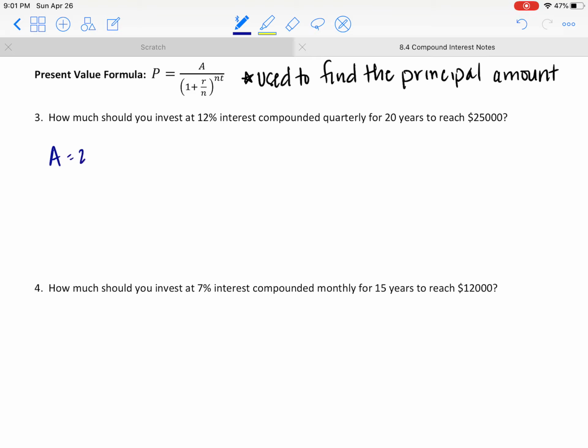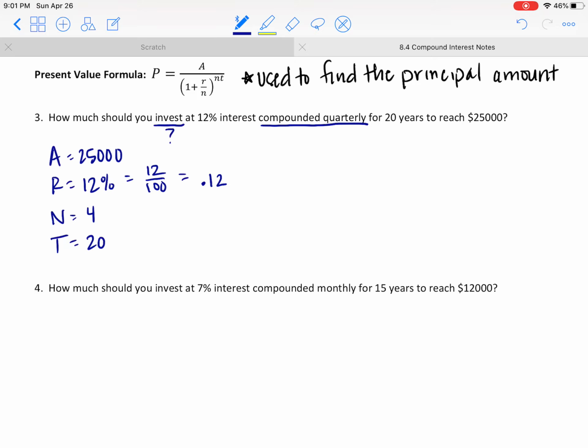All right, so number 3 says, how much should you invest at 12% interest compounded quarterly for 20 years to reach $25,000? So this time they're telling us that the final amount is $25,000. The interest rate is 12%, which we can make 12 over 100, or 0.12, and interest is compounded quarterly, so n is 4 times per year, and that's for 20 years, so t equals 20.